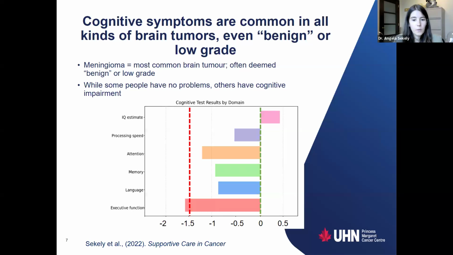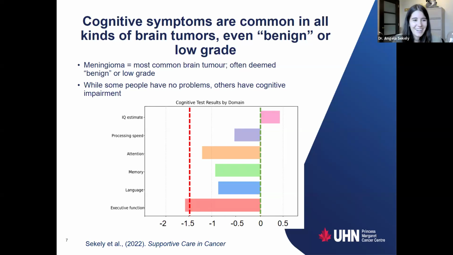Now, when we look at within just brain tumors specifically, we can see that cognitive symptoms are common in all kinds of brain tumors. So this can range from things like glioblastoma or medulloblastoma, for example, but they're also common in tumors that are considered to be lower grade or even benign, in quotes. And I just wanted to highlight some of this work here. I did my PhD research looking at the cognitive effects of meningioma patients. For those of you that don't know, meningiomas are the most common brain tumor, and they're often deemed to be benign or low grade. And I wanted to show a little example from that work. But just to highlight that there's a lot of other work looking at other specific types of brain tumors that show that cognitive symptoms are common in all types of brain tumors.